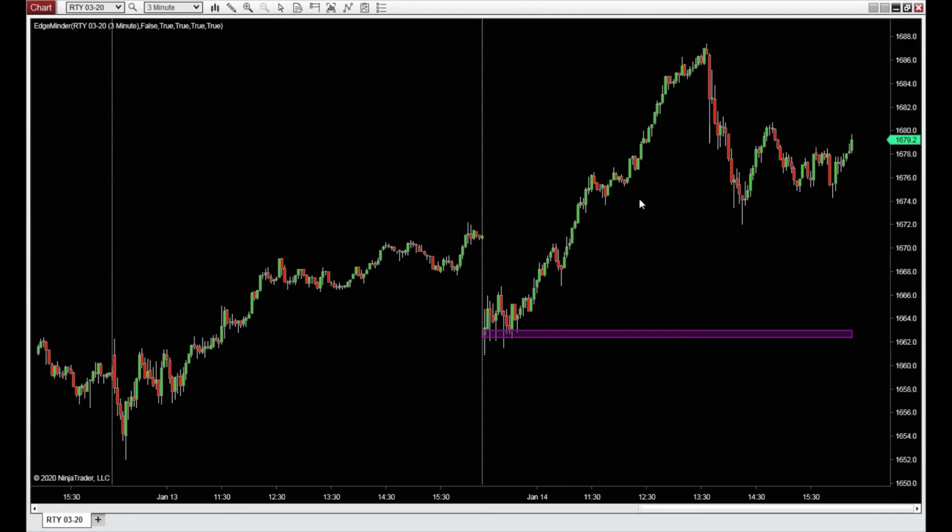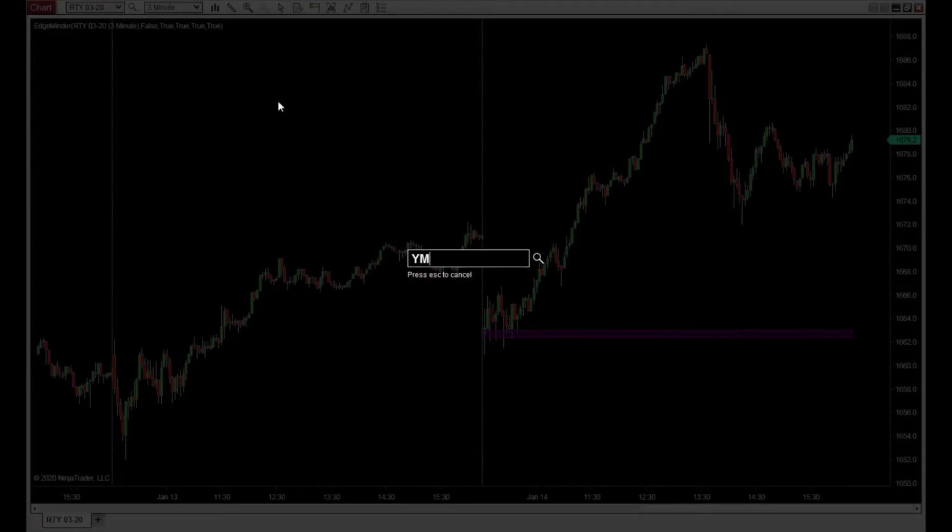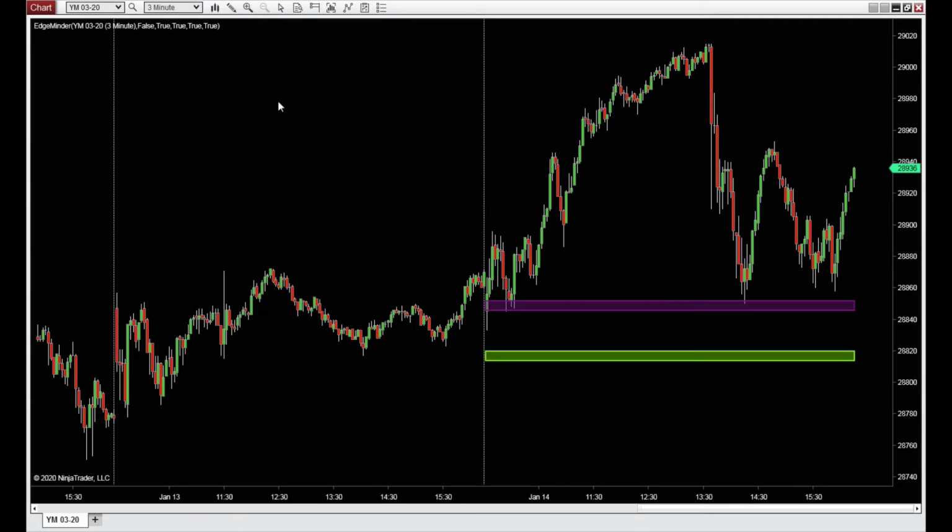From there, I can work off of whatever bullish information the market leaves behind. And it did leave behind some really good information on this day. Let's look at another market. Dow futures. We can see here support and resistance are shown.